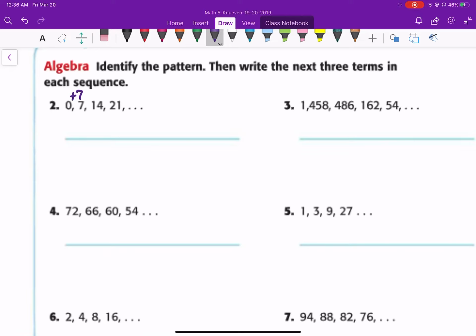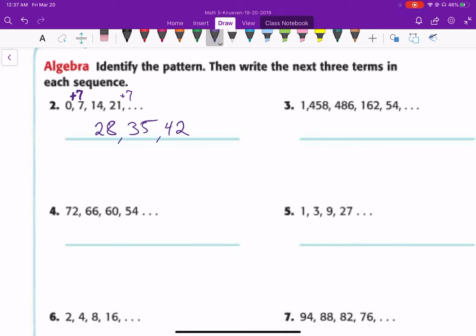7 plus 7 is 14. 14 plus 7 is 21. Yeah, that does work. So 21 plus 7 would give us 28. Add 7 more, we get 35. 35 plus 7 is 42.